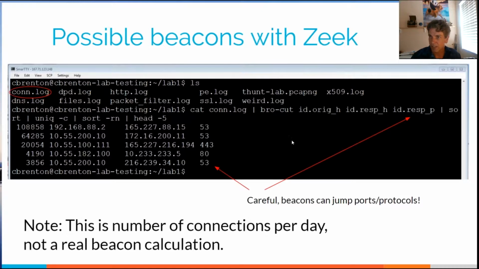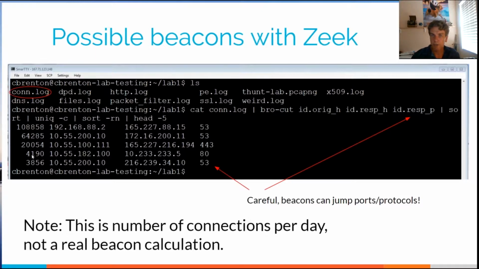Now, when I did this, I actually identified the destination port here. And I did it more as a reference for us to be able to say, okay, there's 108,000 connections between these two IP addresses using DNS. So, hey, let's go dig down on the DNS to find out what those things were about.